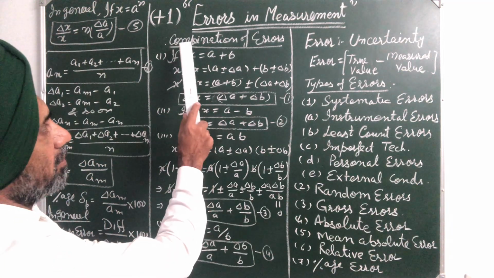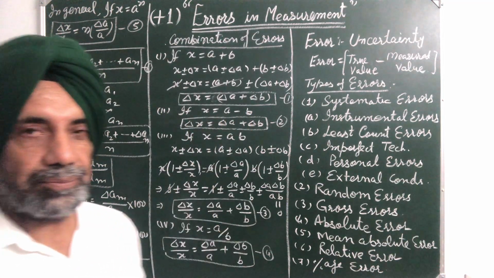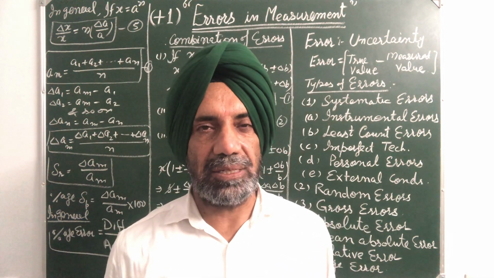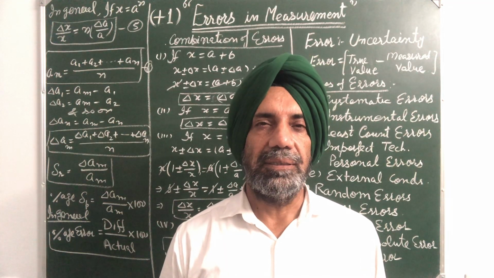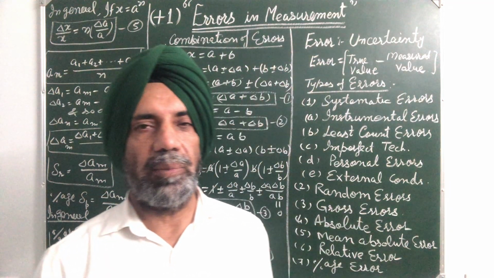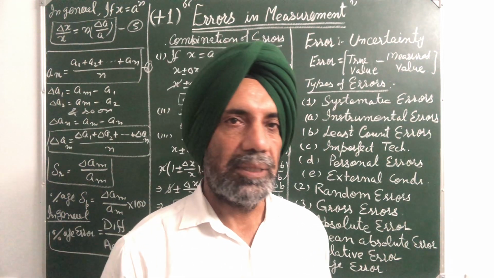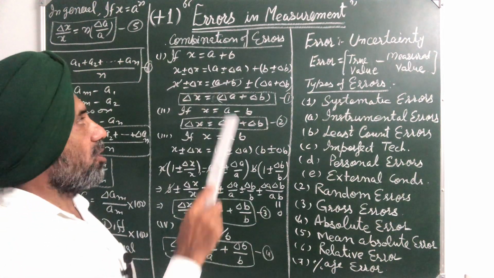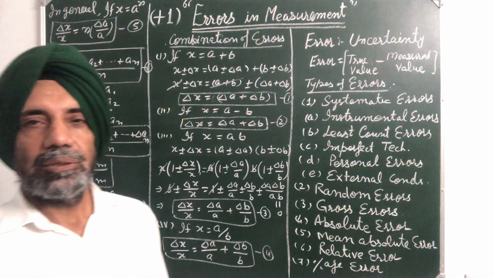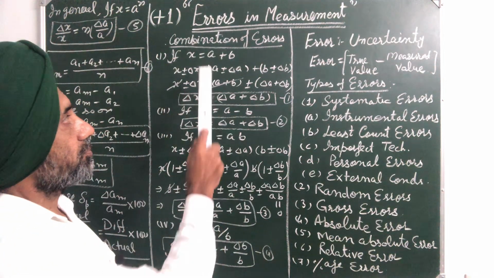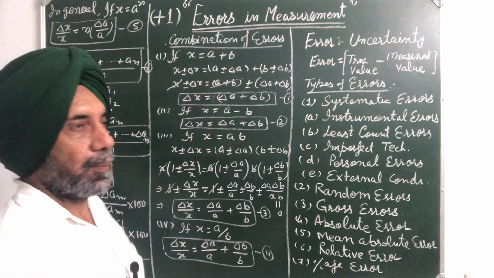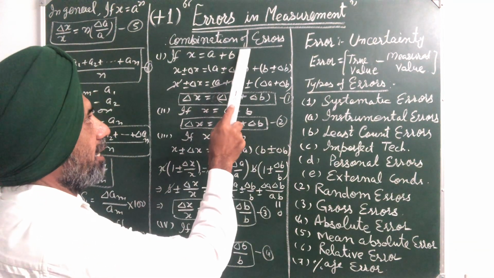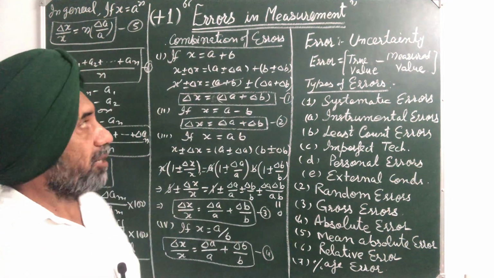Then we have to find combination of errors. When we have to solve some questions and make different measurements, then we have to add the values or subtract the values or multiply the values or divide the values. So first of all, suppose x is equal to a plus b, that is, a quantity x is the sum of two quantities a and b. Let delta a be the absolute error in the measurement of a, and delta b the absolute error in the measurement of b.